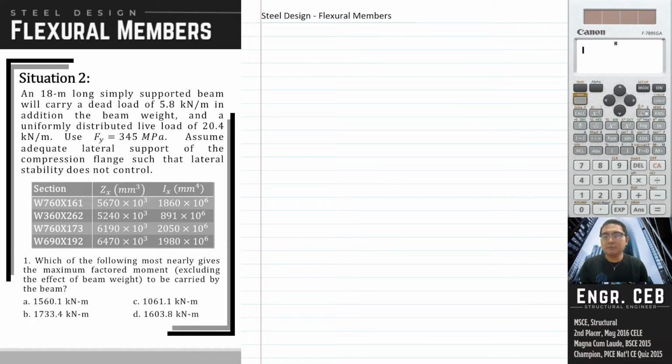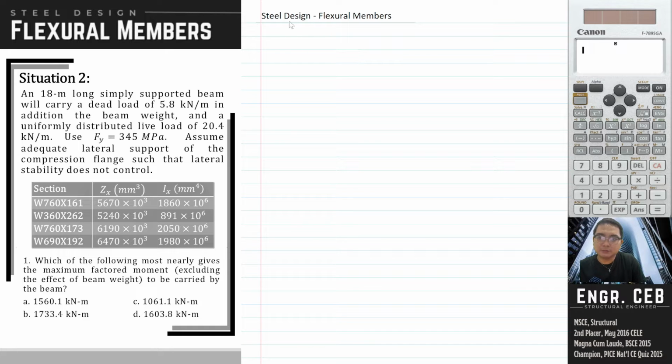Situation 2. An 18-meter long simply supported beam will carry a dead load of 5.8 kN per meter in addition to the beam weight and a uniformly distributed live load of 20.4 kN per meter. Use Fy equals 345 megapascals. Assume adequate lateral support of the compression flange such that lateral stability does not control. Which of the following most nearly gives the maximum factored moment, excluding the beam weight, to be carried by the beam? So let us draw the beam first.